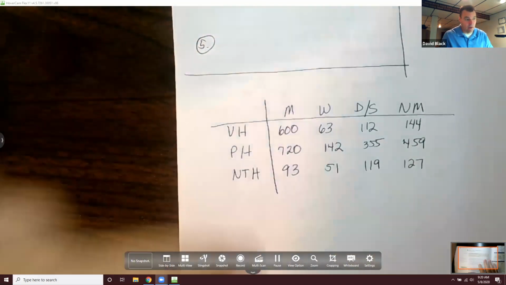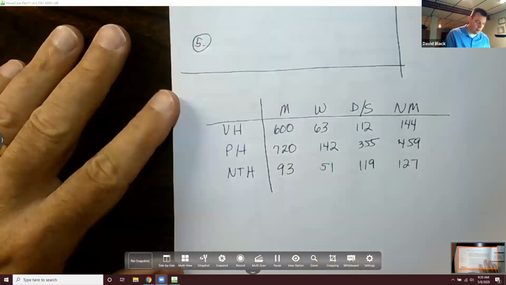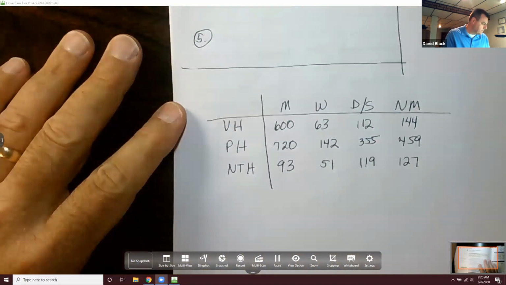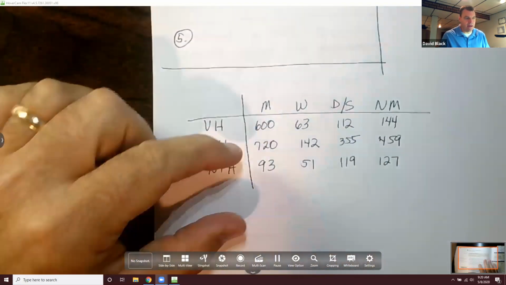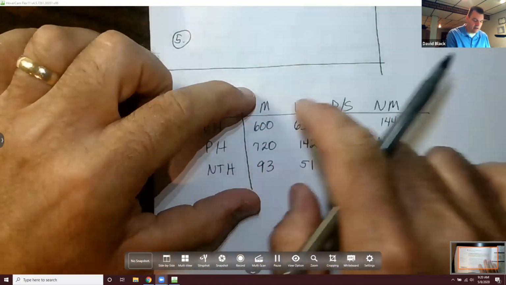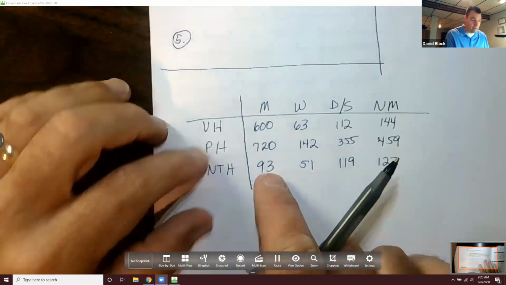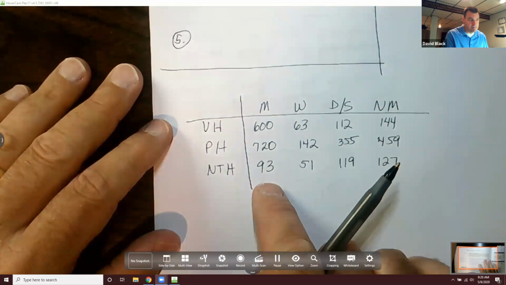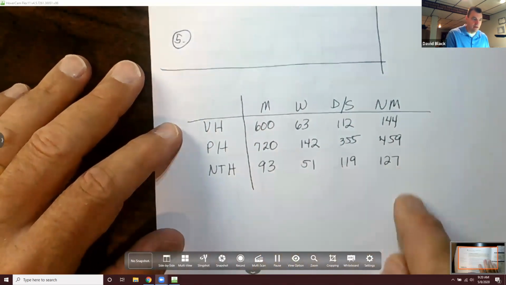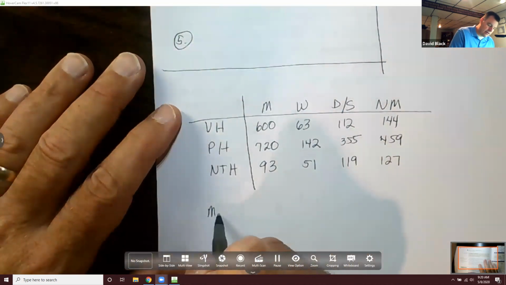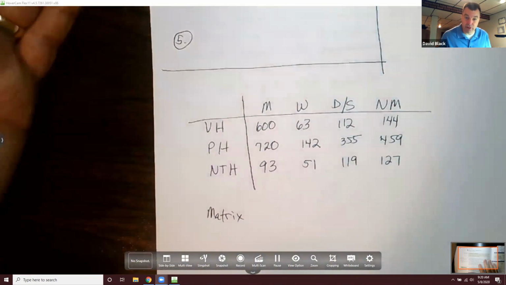Now, what we have here then is a table, but in mathematics, what we call a rectangular array of numbers like this, see how we have a rectangular array of numbers? We have what? 3 rows and 4 columns. In mathematics, that's called a matrix. So effectively, we have a matrix here.